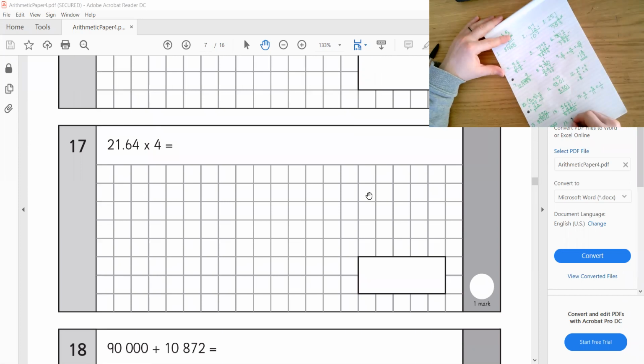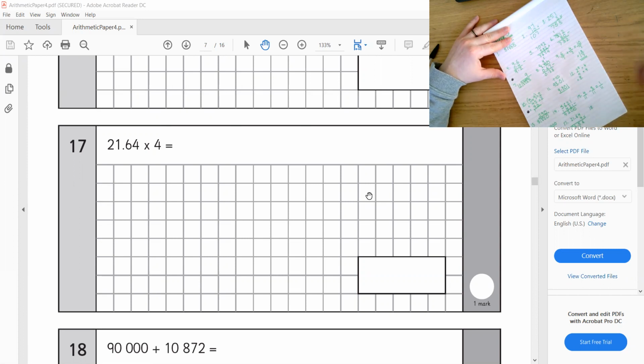17 then. 21.64 times by 4. So 4 times 4 is 16. 6 times 4 is 24. Add the 1 is 25. Decimal point, decimal point. 1 times 4 is 4. Add the 2 is 6. 2 times 4 is 8. So my answer should be 86.56.